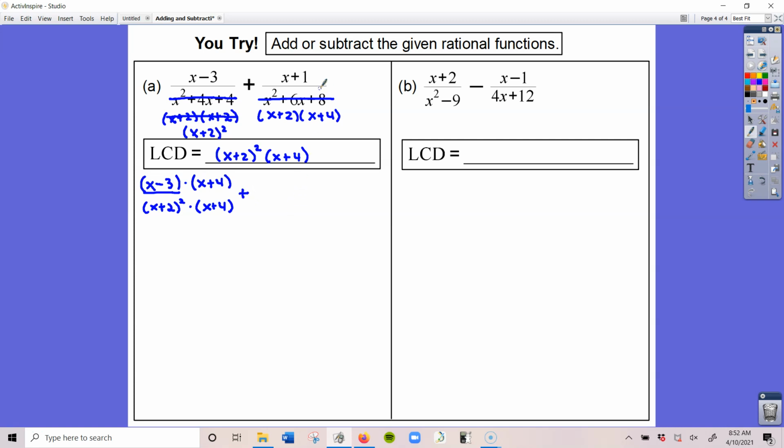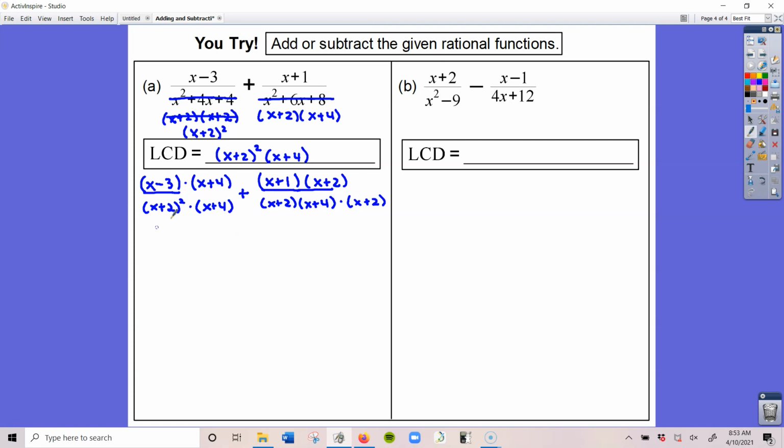Plus. Now moving on to the next one. We have x plus 1 over x plus 2, x plus 4. When we look at the LCD, we have the two factors, but this is x plus 2 squared. So that means that I would have to multiply by another x plus 2 so that this would be squared. Now that we have gotten that all worked out, we can now put these together as one fraction.